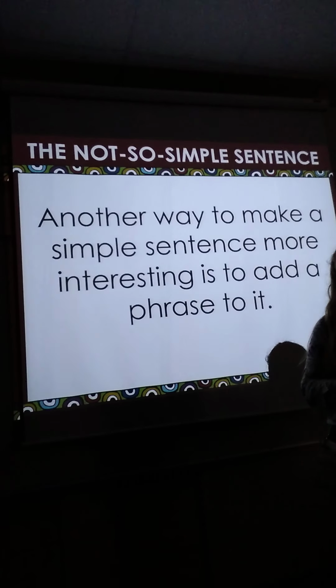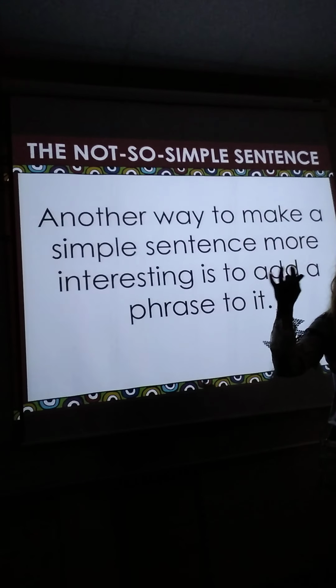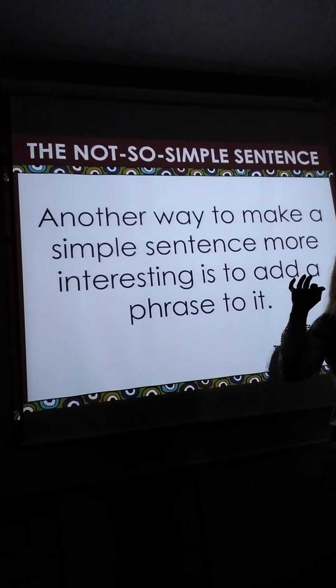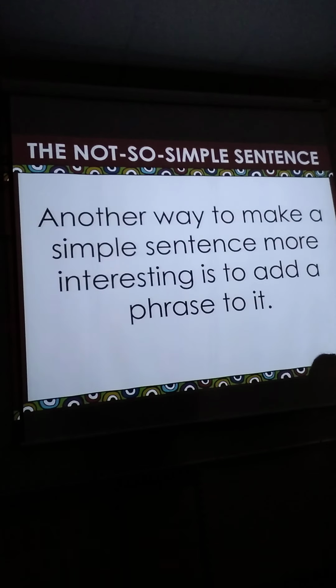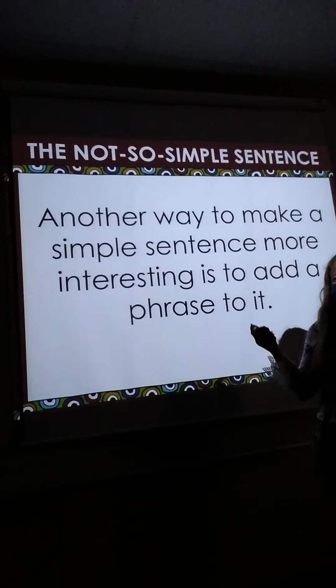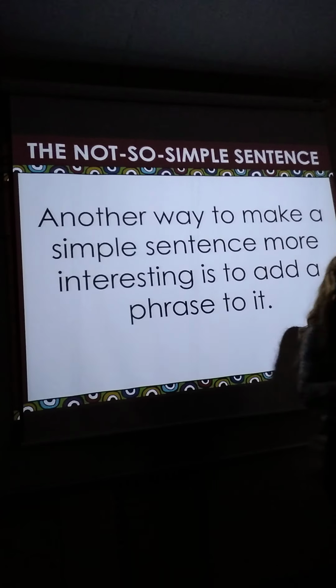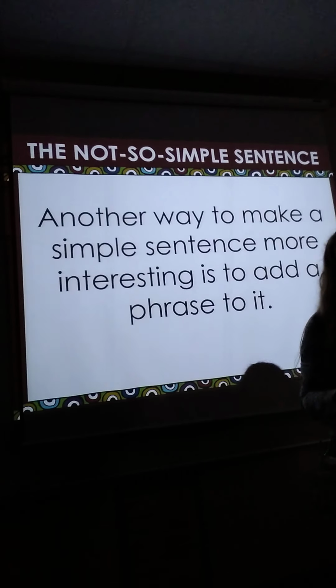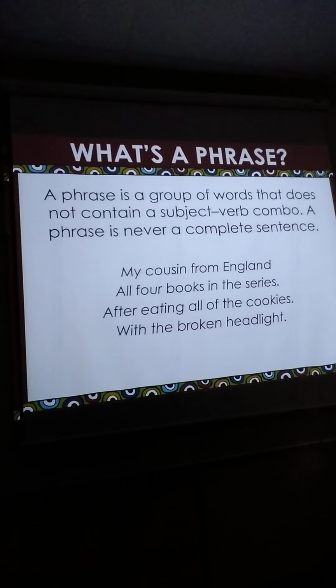What should every simple sentence have? Every sentence has what two components? Predicate and the other thing. Verb. The verb is the predicate and the what? The noun. The subject or the noun. So every sentence must have the subject and the predicate. We're going to add on to the simple sentence with your subject and your predicate, we're going to add phrases. Phrases are simply a group of words that do not contain the subject-verb combination.